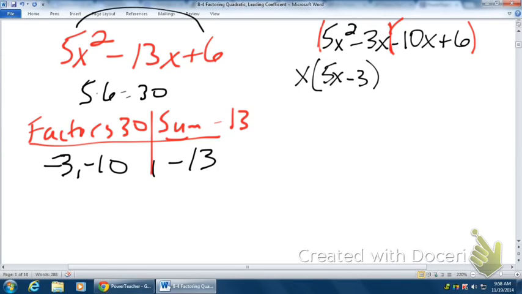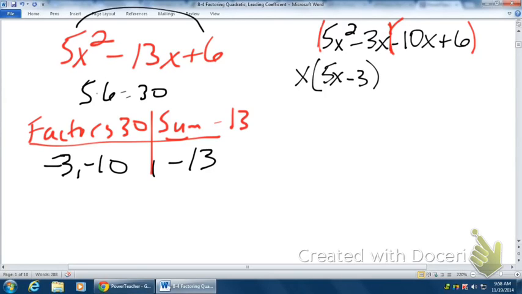Now, always check your answer right here and see if this is correct. If you multiply the x times the 5x, what am I going to get? 5x squared. If I multiply the x times the 3, negative 3x. So I'm good. That means I factored it out correctly. Okay? This makes sense.